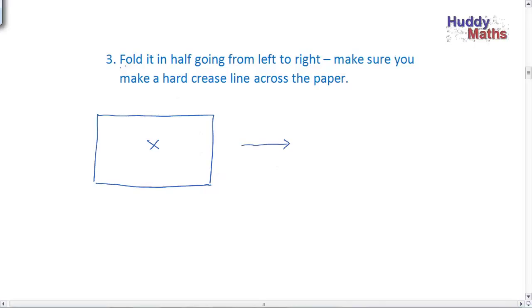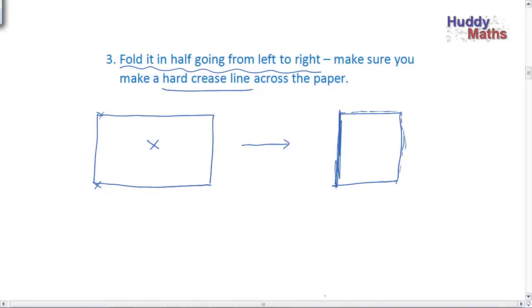So you pick up this edge and you fold it over. So it's only half the size now. So the other bit is underneath there. Perfectly in half though. Fold it neatly in half, and make a hard crease line. So really push down on this edge here so you make a crease. We're going to look at making that mountain problem back at the beginning that I showed you.